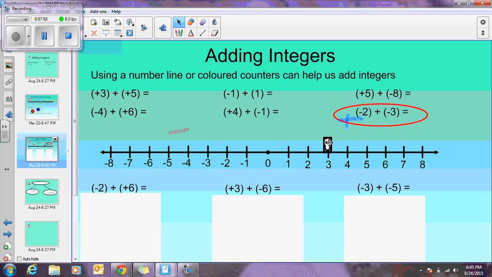2 negatives. Okay, so we have to go all the way over to -2 and start there. And now we have to go back 3 spaces. This is negative. It's kind of like we're taking away or we're getting smaller on the number line. So 1, 2, 3 makes -3. And our answer in total is -5. So that's one way with the number line to do that.